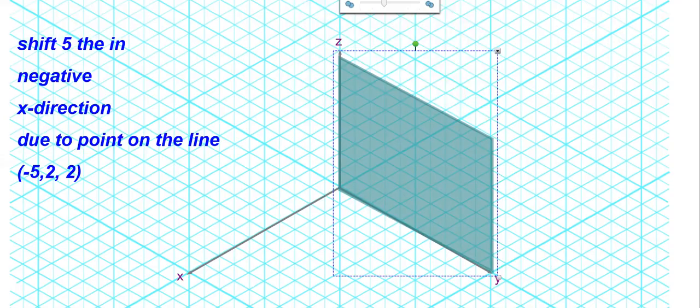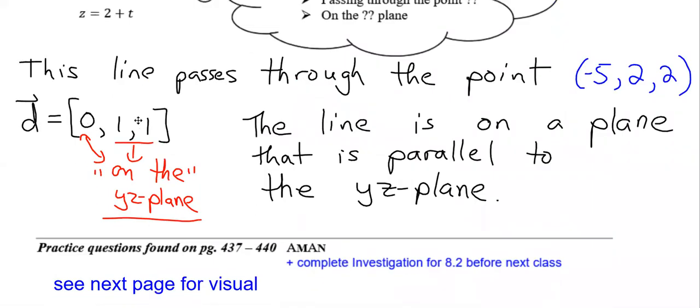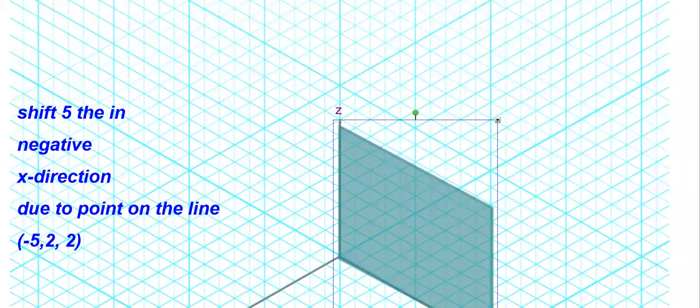Now the vector that we're looking at in terms of the direction that the line follows is 0, 1, 1. So let's take a look at that. 0, 1, 1 implies 0 along the x, 1 along the y, and 1 along the z. So this is using isometric paper. So there you can see the direction of the line.